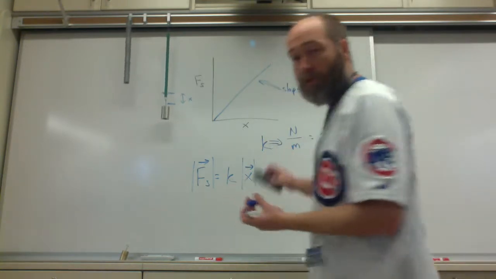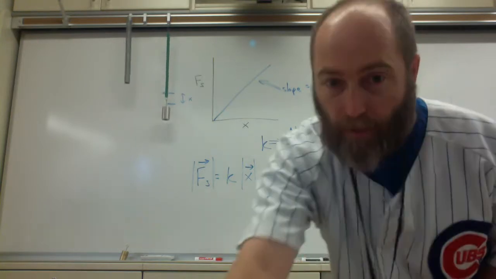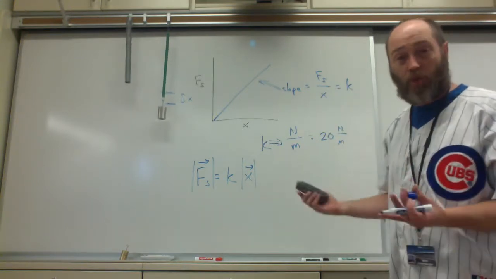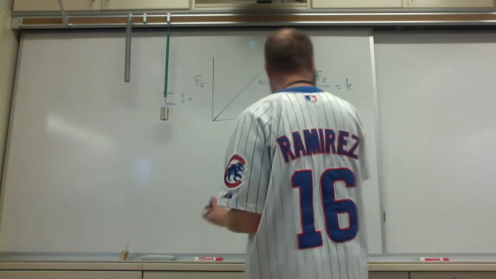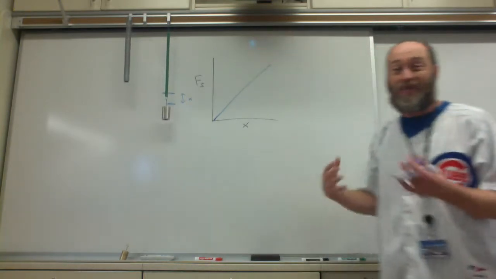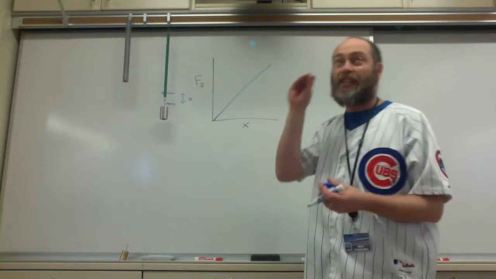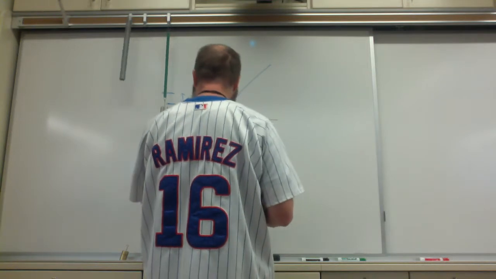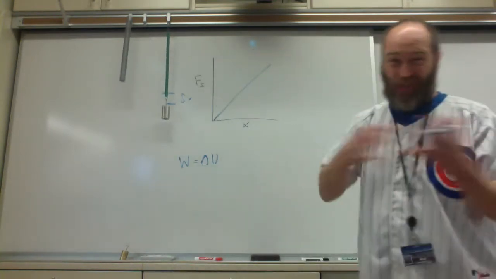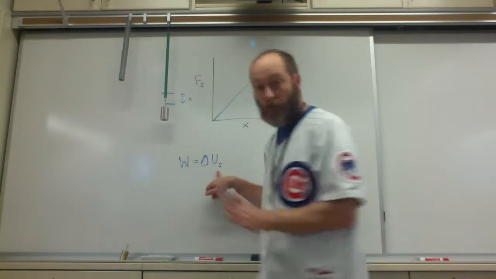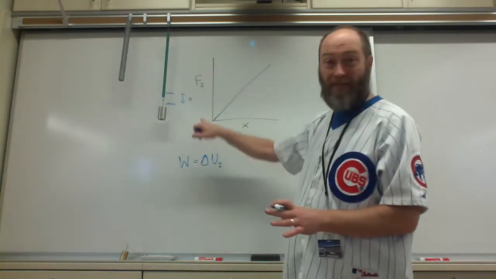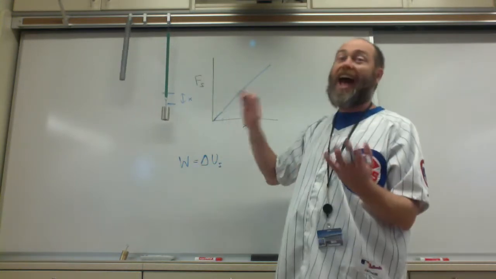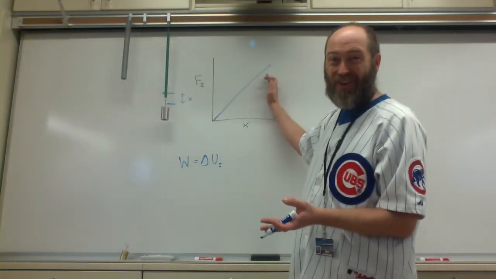The second piece, which is really important as well, is how do you go about finding the energy stored in a spring? Well, that's pretty easy. Energy is related to work: work is equal to the change in energy. Energy stored in a spring is potential energy. If I have a graph of force and displacement and I want to find work, I have to find the area.